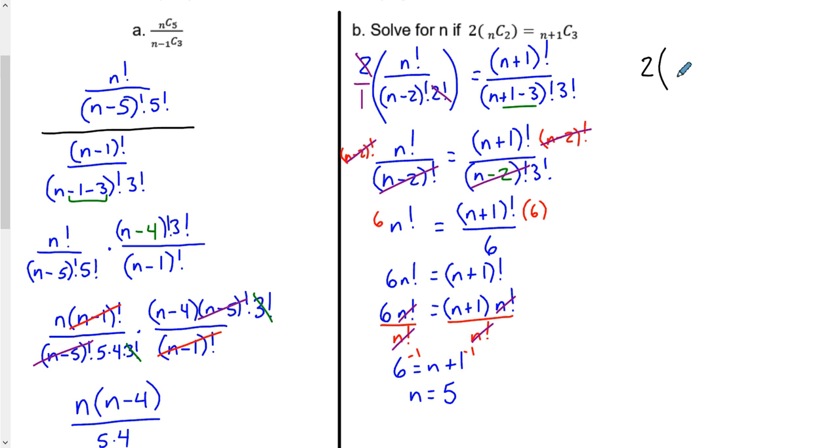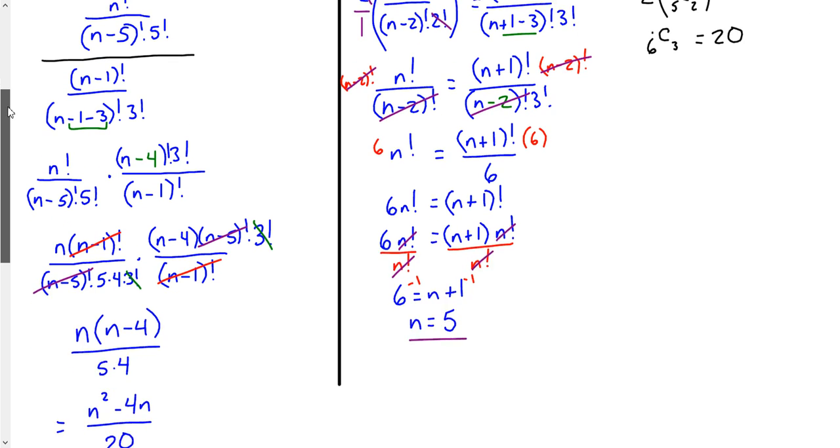If you take 2 and multiply it by 5C2, first off, 5C2 is 10. So 2 times 10 is 20. And if you plug a 5 into here, you get a 6C3, and 6C3 is also 20. So our final answer of n equals 5 is all there is to it. Alrighty, so we'll have some fun.